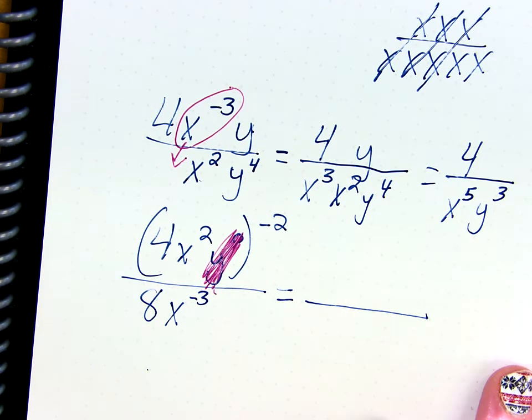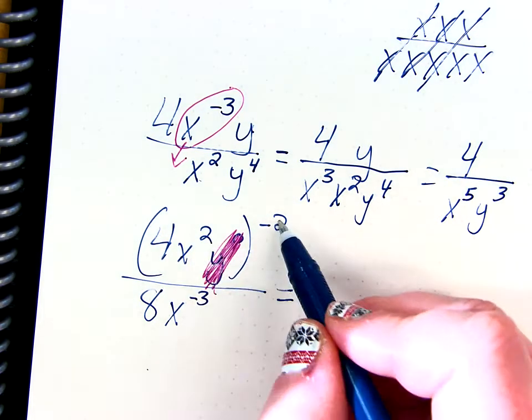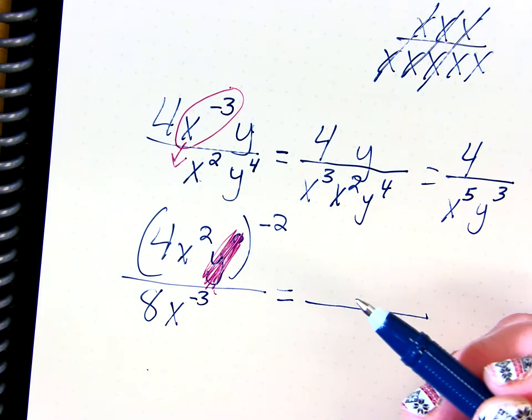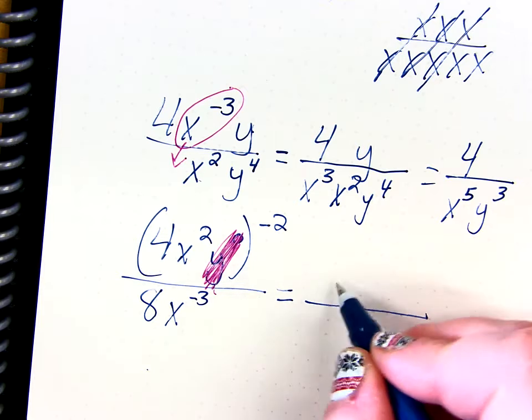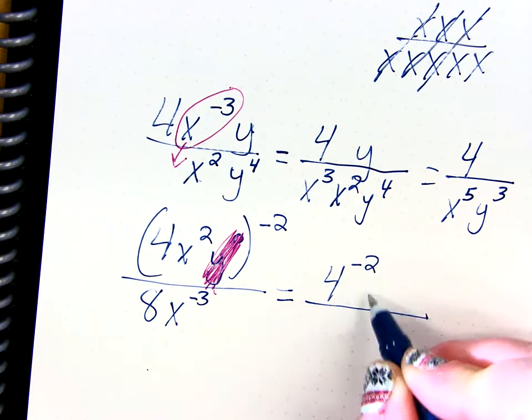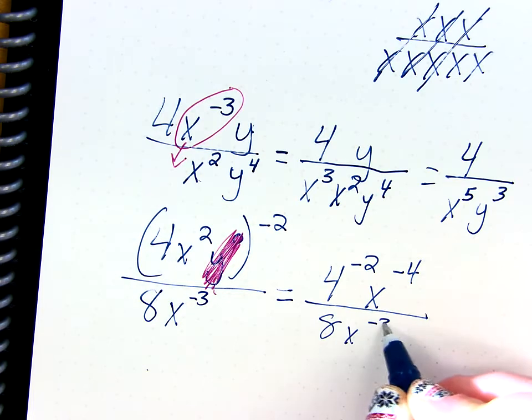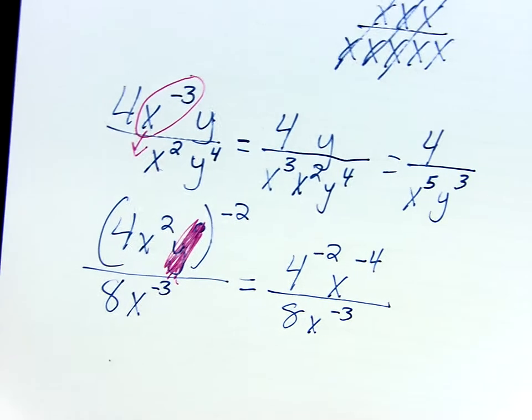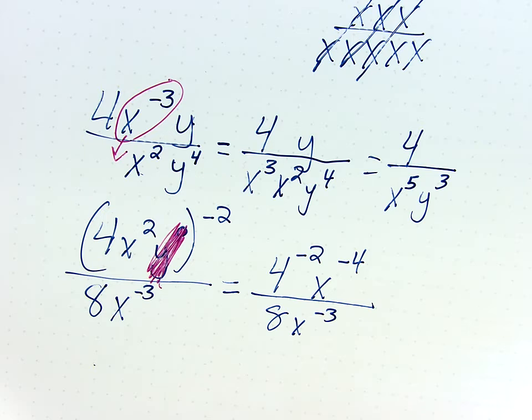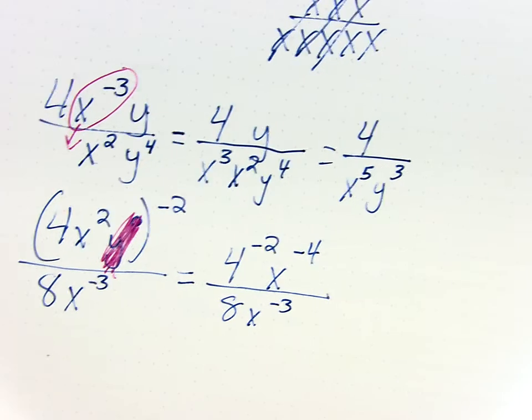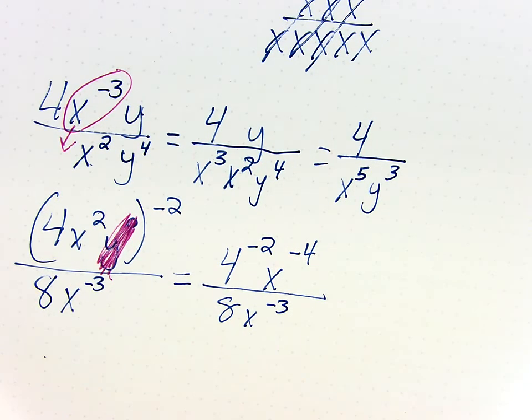Then let's go ahead and give everybody that negative 2 exponent. So now we won't have parentheses anymore. So I'll have 4 to the negative 2, x to the negative 4, all over 8x to the negative 3. The next thing I would recommend doing is moving everybody with a negative exponent. Before I start canceling anything out, let's move them and then I'll assess.